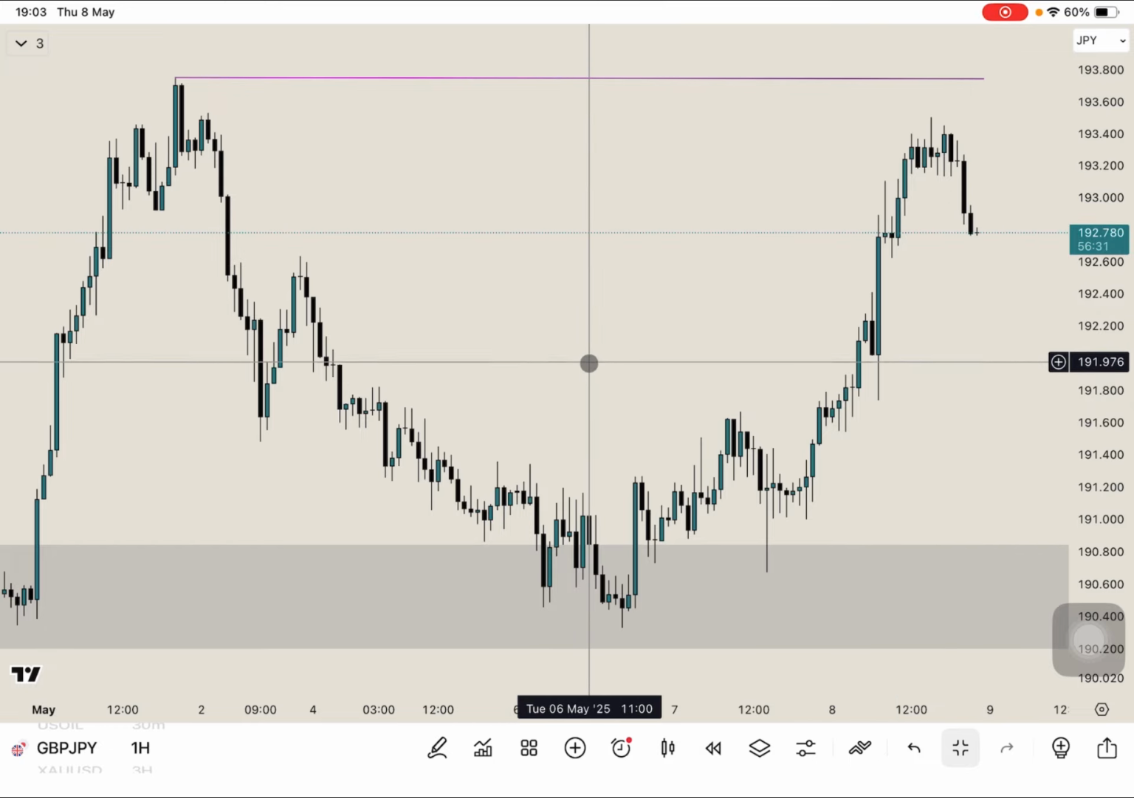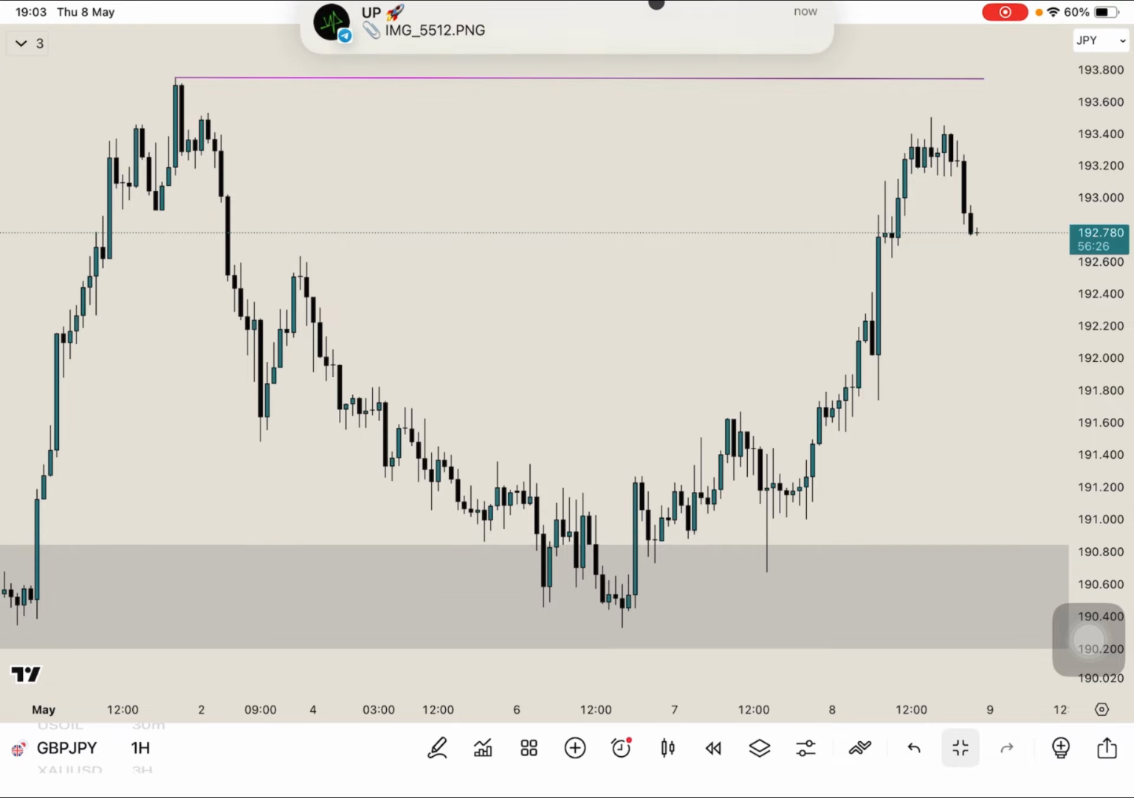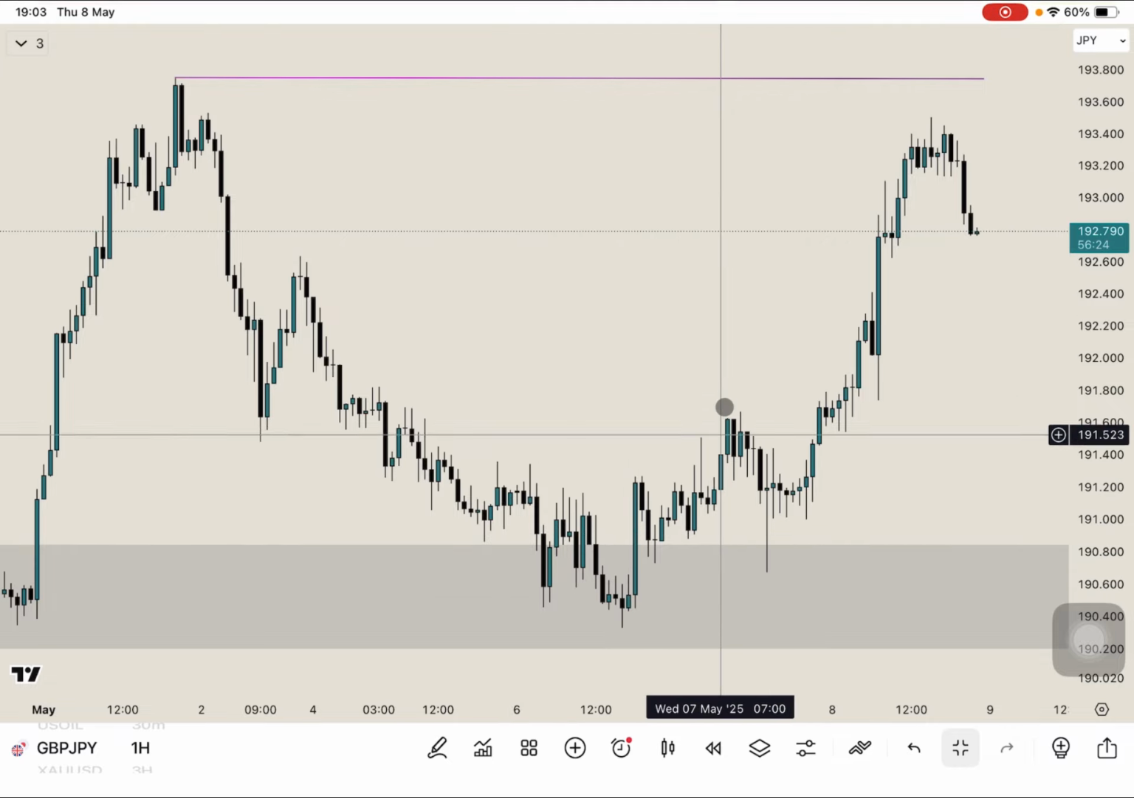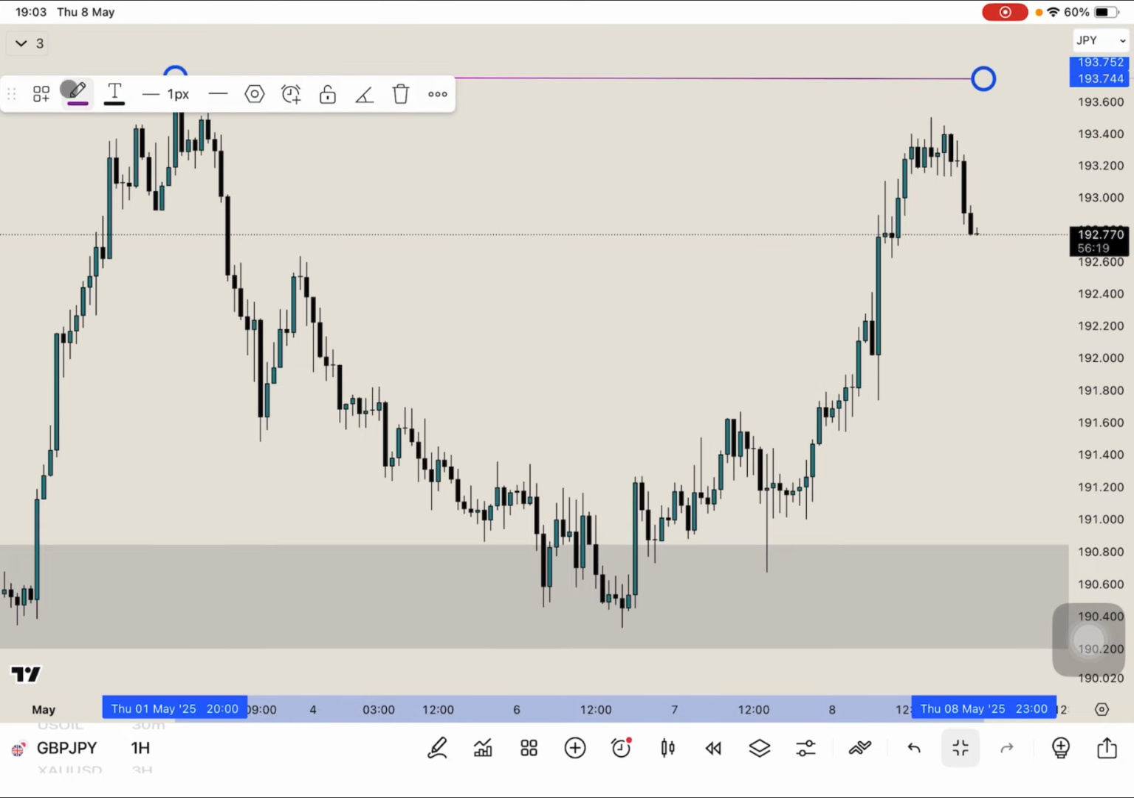Another thing that gave me conviction here also was the Tuesday low of the week. Tuesday low of the week gave me extra conviction. So now we have this draw on liquidity.